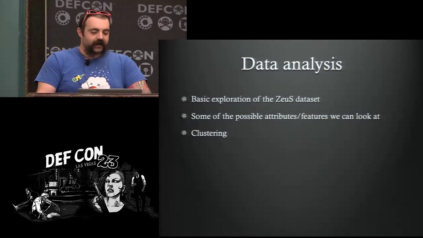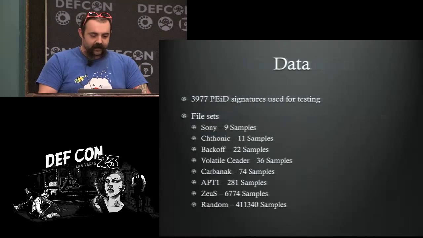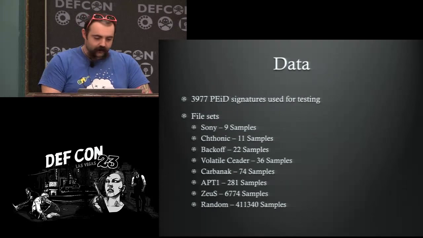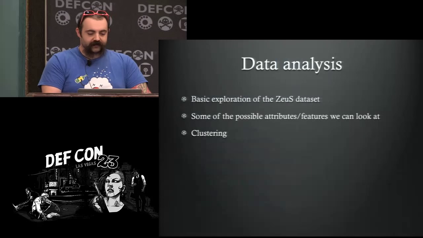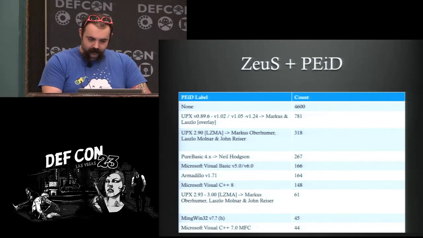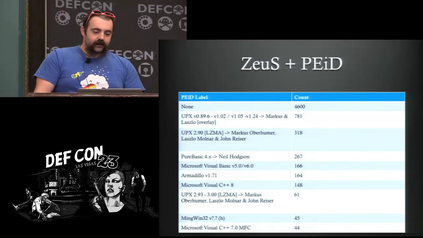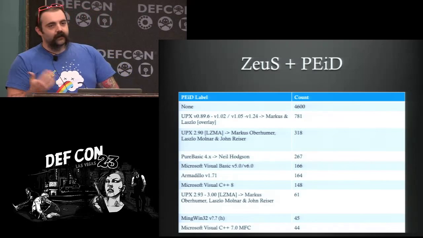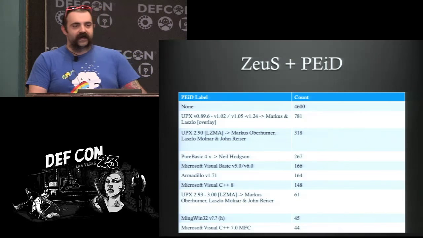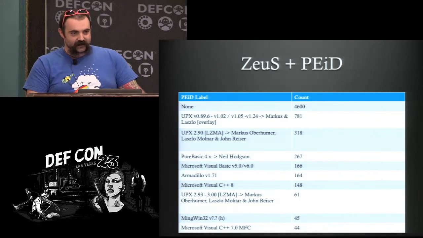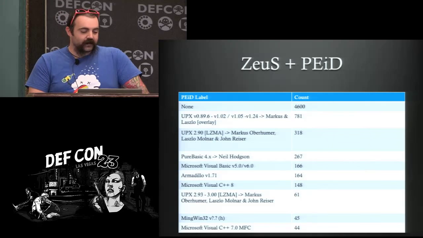We'll go through them. We're going to talk about the basic exploration of the Zeus data set. So if I go back a slide, yeah, there we go. Roughly 6,700 samples is what these slides are based on. The first thing I did was, all right, what happens if I run PEID on these 6,700 files? Well, it turns out PEID signatures don't match 4,600 of them. Really disappointing.